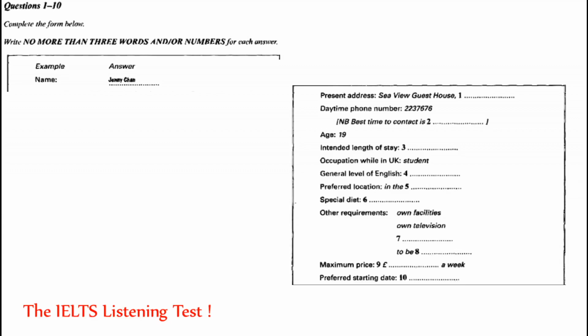Seaview Guest House, 14 Hill Road. Okay. And do you know the phone number there? Yes, I have it here. 2237676. But I'm only there after about 7 p.m. So when would be the best time to catch you? I suppose between 9 and, let me see, before I leave for the college. Great. And can I ask you your age? I've just had my 19th birthday. And how long would you want to stay with the host family?